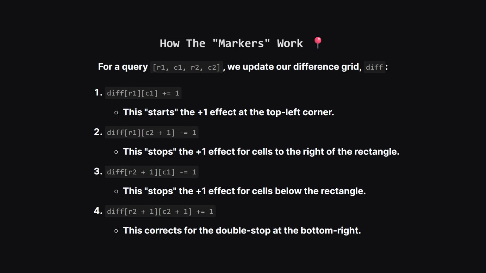Let's say we want to increment a rectangle. First, at the top left corner, we place a +1 marker. You can think of this as starting a wave that adds 1 to everything below and to the right of it. But that wave goes on forever, and we need it to stop at the rectangle's boundaries. So just outside the rectangle's right edge, we place a -1 marker. This cancels out the wave for everything further to the right. We do the same thing just below the bottom edge, to cancel the wave downwards. There's a small catch. The area to the bottom right of our rectangle has now been cancelled twice. To fix this, we place a +1 marker at that corner to counteract the double negative. It sounds a bit complex, but it means every single query, no matter its size, only requires 4 simple updates.